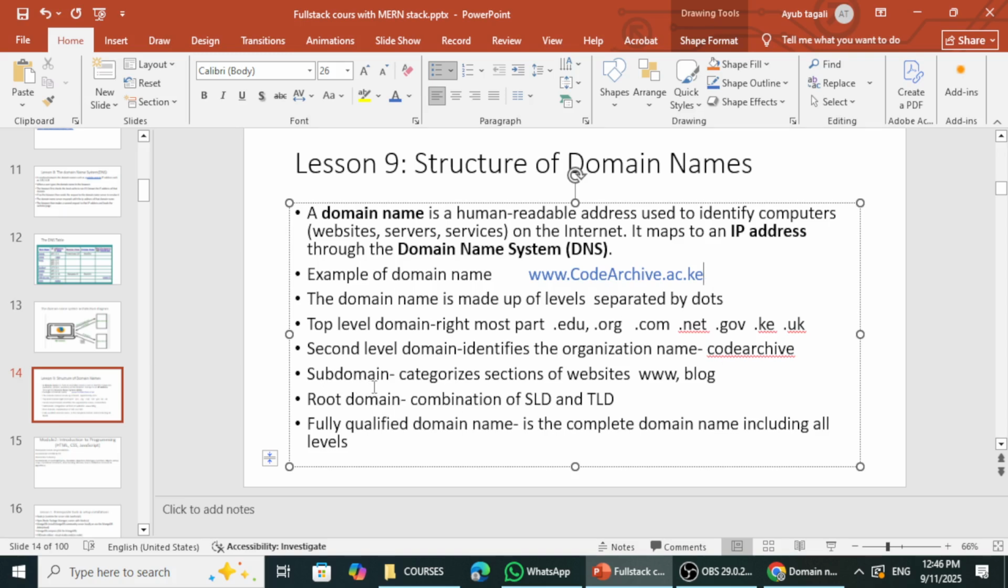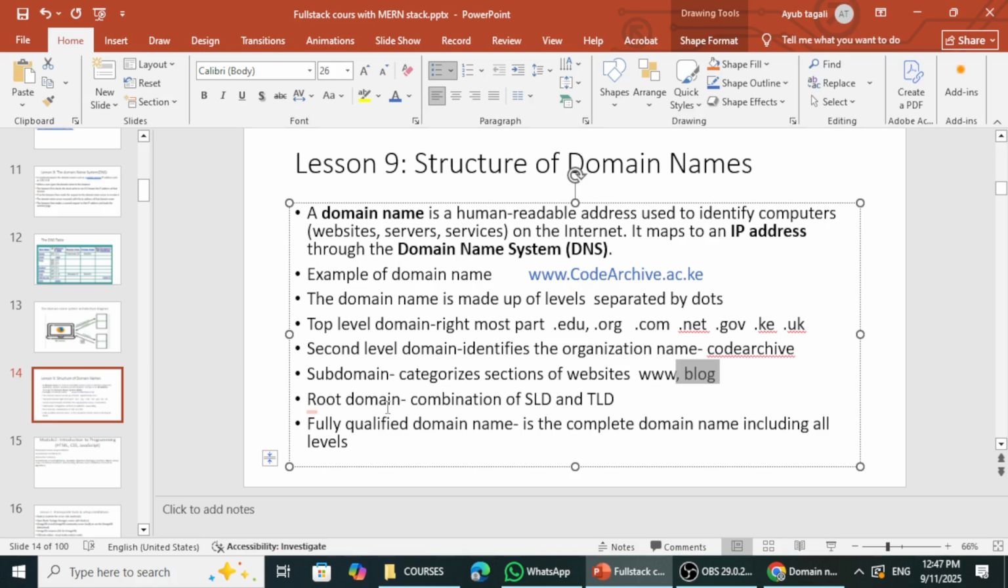Then we have the subdomain, which categorizes the website. We have different types of websites. The website could be a blog website, or it could be a worldwide website. For example, here the subdomain in this domain name is the World Wide Web, www.